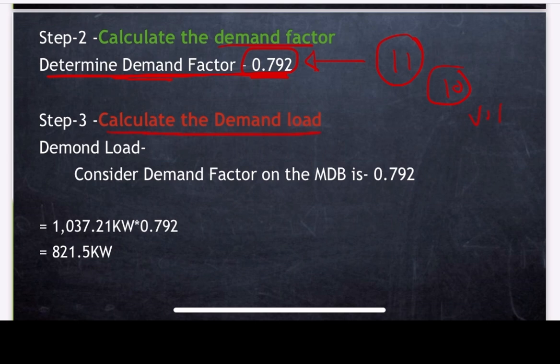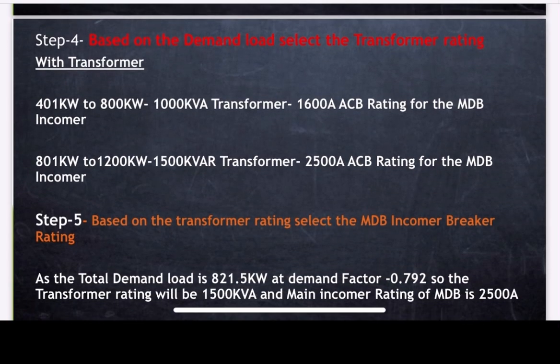So what is the formula? The formula to calculate the demand load is total connected load into demand factor. Okay, so I multiply the total connected load with the demand factor. So we got the demand load as 821.5 kilowatt. Okay, so we completed step 3 also, that now we know the total demand load on the MDB, that is 821.5 kilowatt. Okay, now what is step 4?